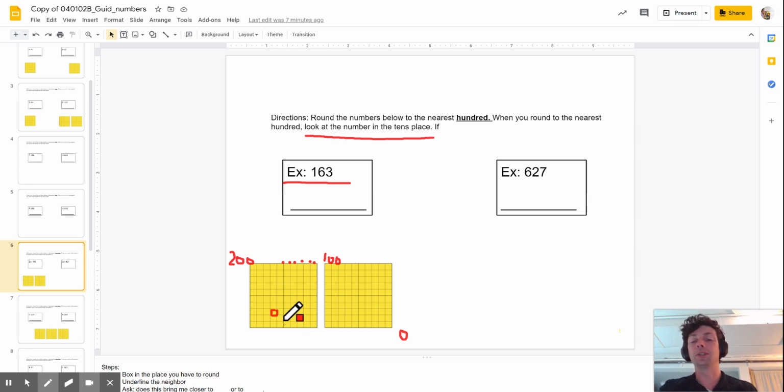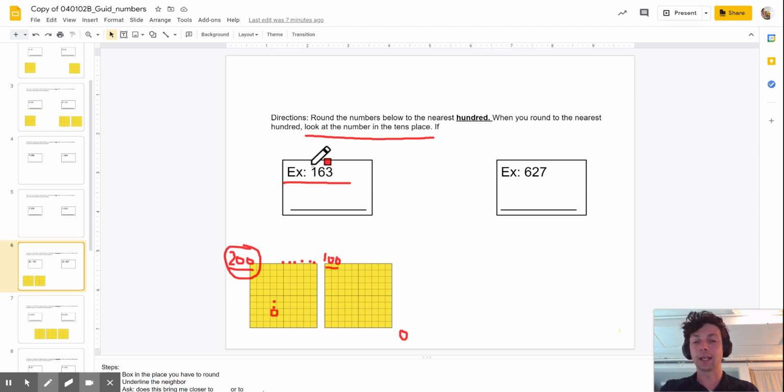Now I want to ask myself, is that number closer to 200 or is it closer to 100? If I was to count up from 163, I would get 47 units. If I was to count down to 100, I would get 63. So we're going to count up and our number would round closest to 200. All right. 163 is closer to 200.